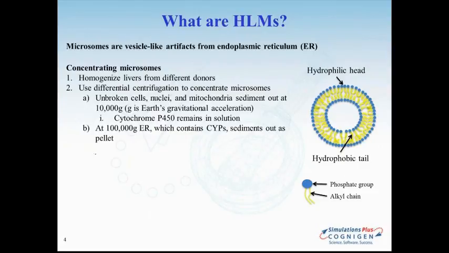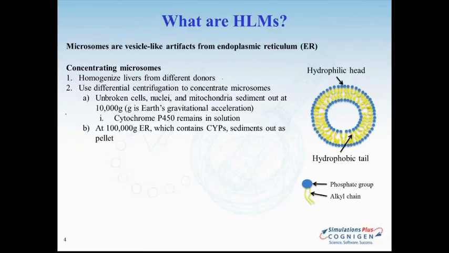So to create microsomes or concentrate microsomes, you homogenize livers from different donors. One of the companies that sells microsomes, I looked up on the internet, and they had like 100 different donors. And the reason you want to do this is you want kind of an average representation of the different isoforms of cytochrome P450. And we all have slightly different expression levels, so this kind of equilibrates it over the different donors.